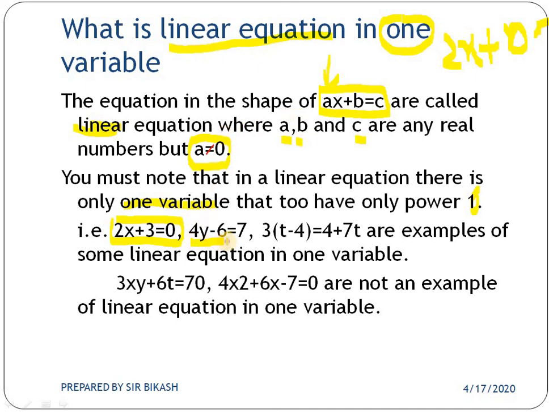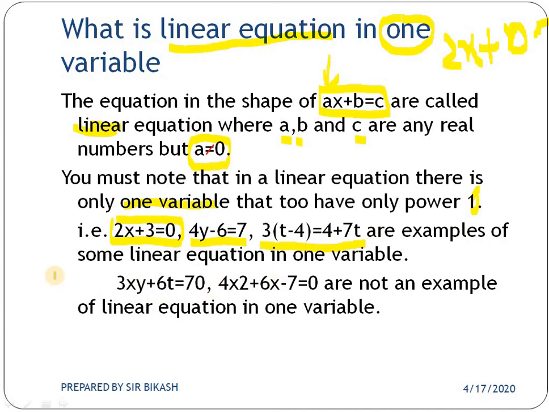4y minus 6 equals 7 is a type of linear equation in one variable. Similarly, 3 within brackets t minus 4 equals 0 plus 7t. Here the variable is t. There are no other variables used. Only one variable is used in a single linear equation. These are examples of some linear equations in one variable.